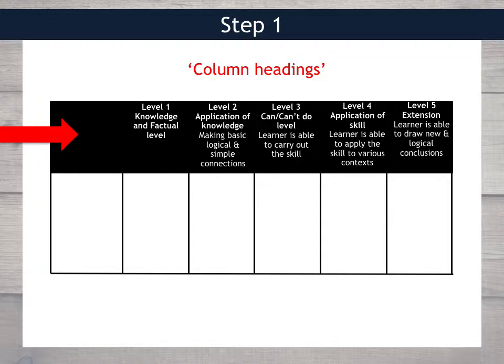The level 3, and remember it's the can and can't do level, where the learner is able to carry out the skill. Level 4 is the application of the skill. So you see how we're moving from knowledge into skills. The learner is able to apply the skill to various contexts, and then level 5 is extension, where the learner is able to draw new and logical conclusions.